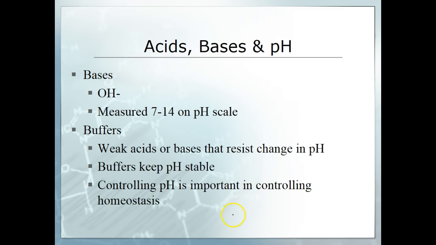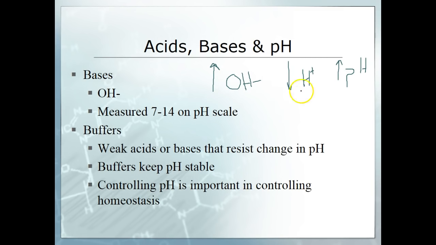Okay. So what are bases? Bases are the exact opposite of acids. Remember, acids are measured from 0 to 7 on the pH scale, and so bases are measured from 7 to 14 on the pH scale. And bases have a very high OH negative concentration. Remember, if the concentration of OH negative increases, the concentration of H plus has to decrease. And if the OH negative increases, the pH has to increase also, because we're getting more basic, right? So we're going from like 7 to 13.